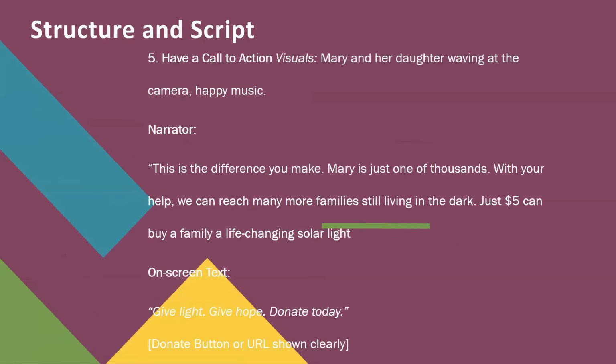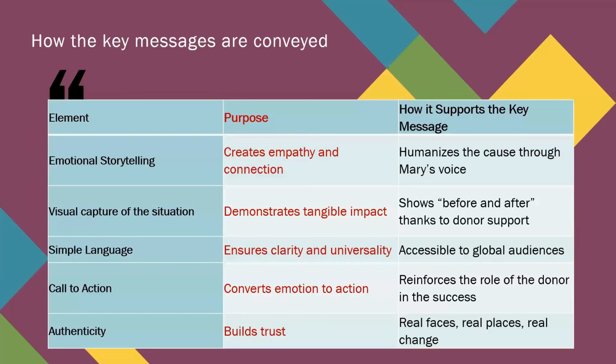And then finally, a call to action that explains how much solar light costs, how to donate, and what a life-changing difference it's made. So whilst the story is simple, it's very personal, and it's possible to get a lot of information across in less than 1 minute. So let's break down the messages and how they were conveyed.